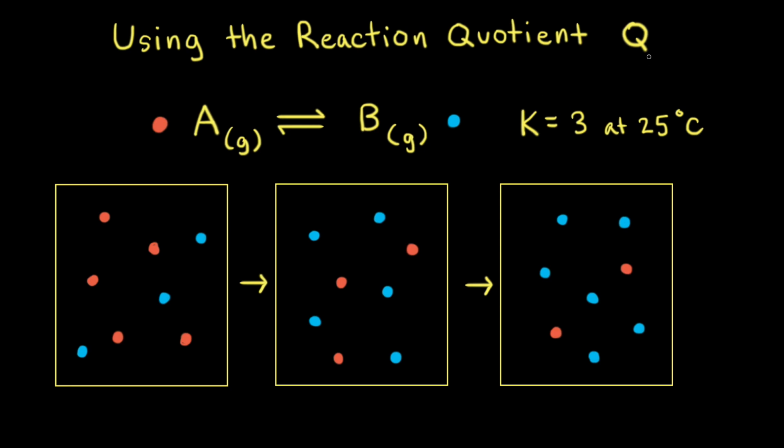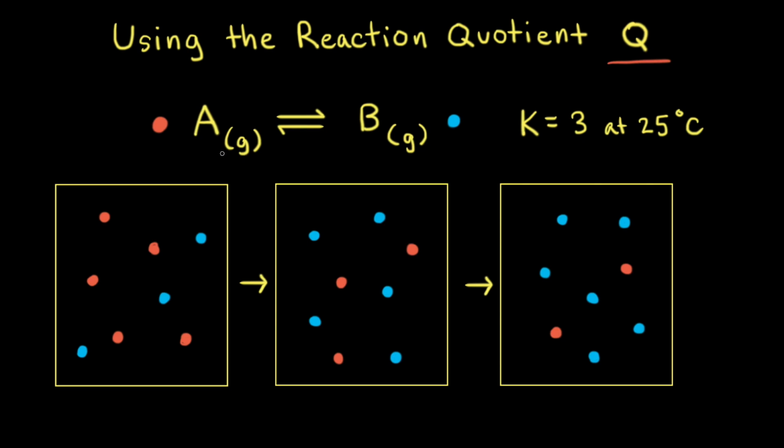The reaction quotient is symbolized by the capital letter Q, and it tells us whether a reaction is at equilibrium or not. If the reaction is not at equilibrium, it also allows us to predict which direction the net reaction will go to reach equilibrium.